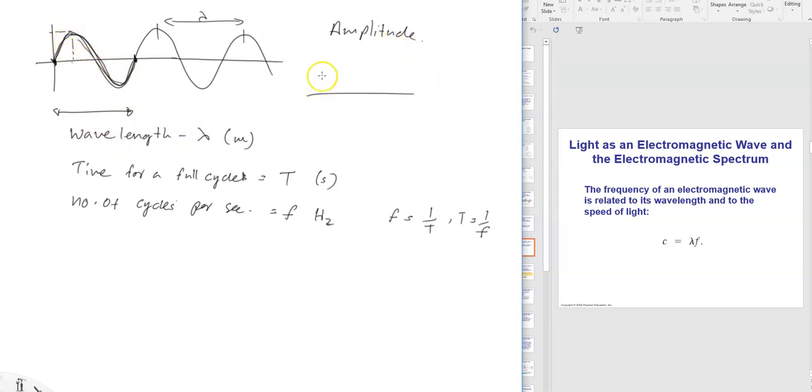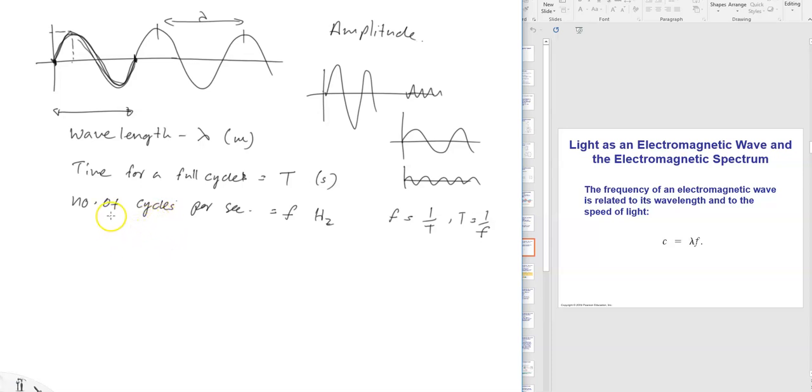So here's a wave with a high amplitude, here's one with small amplitude, right? And also you can say here's one with some wavelength, here's one with shorter wavelength. This one has higher frequency, more cycles per second.